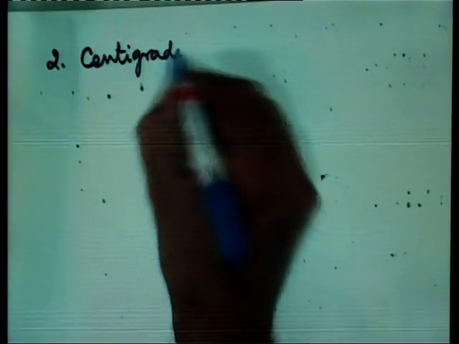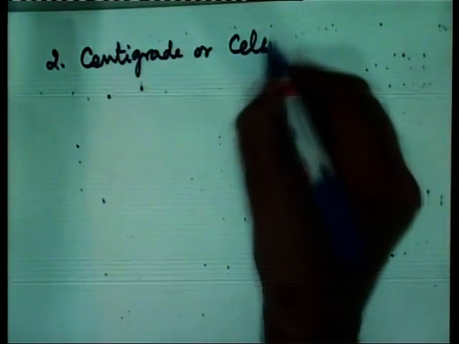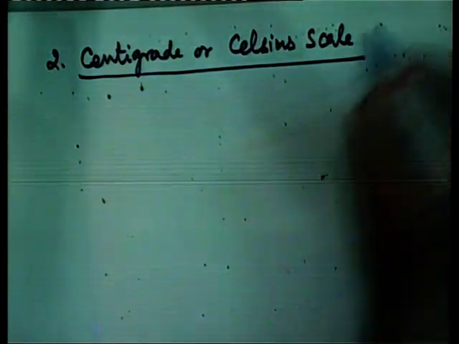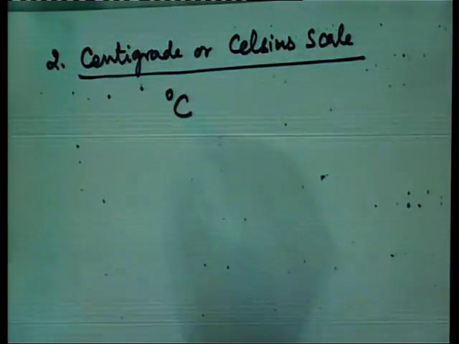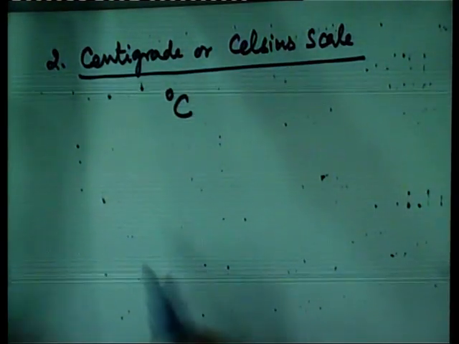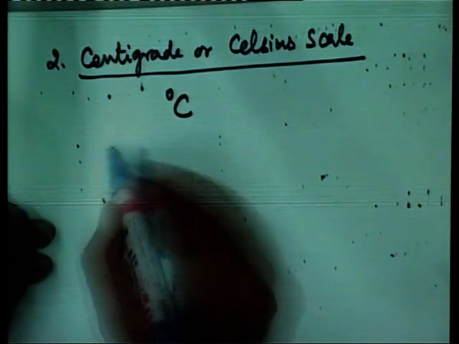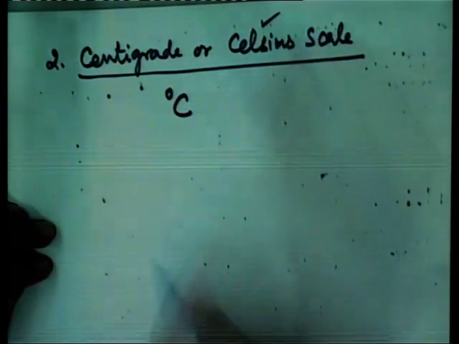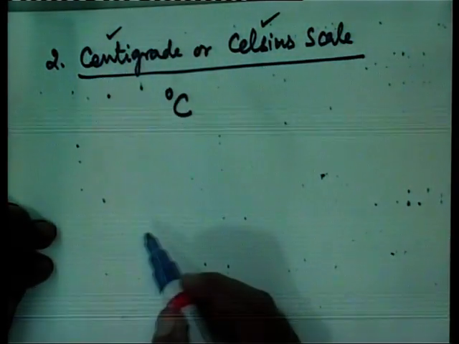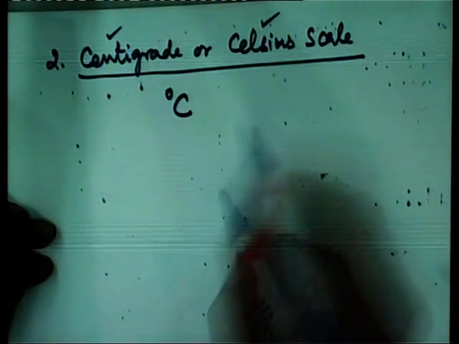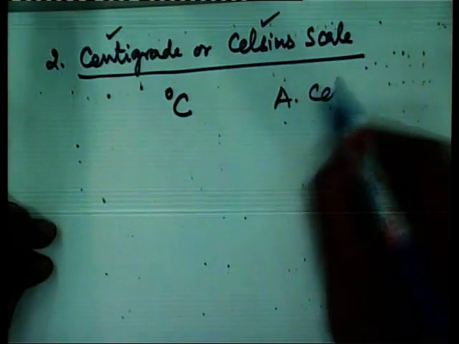The second scale is the centigrade or Celsius scale, which is denoted by degree C. This was given by the scientist Andreas Celsius. Celsius is the name of the scientist. First it was called the centigrade scale. Now it is called the Celsius scale after the name of the scientist Andreas Celsius, who introduced this scale.